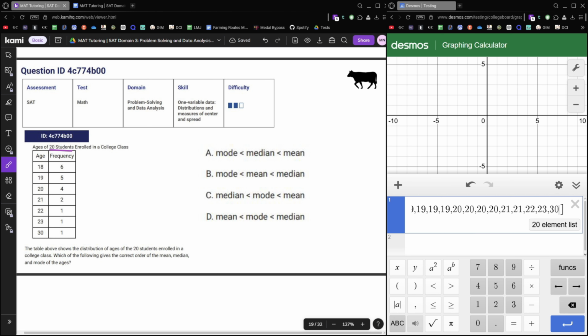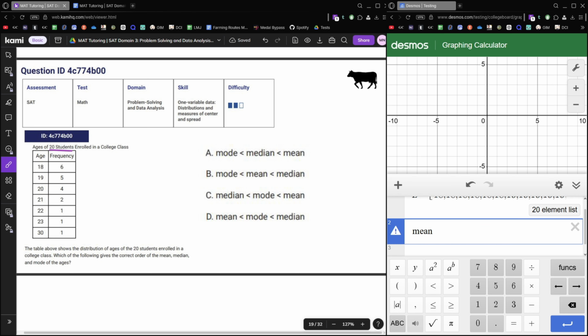Now we want to find the mean and median, so mean, parentheses, the letter you used, so capital L, and then median, parentheses, capital L, and this is the value we get. So we found the mean and we also found the median. Now we need to find our last bit, which is the mode.